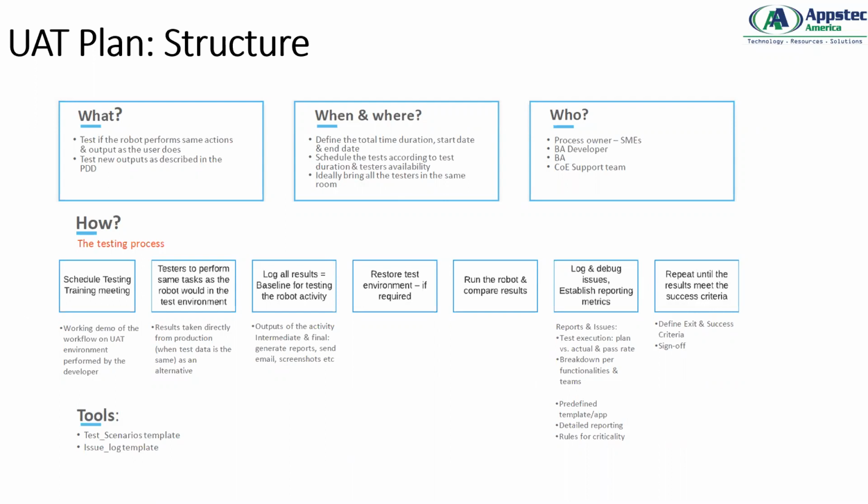So you log all the results from your testing activity. Then we restore the test environment if required. As I said, if dummy data is used, you have to restore it again and then run the bot. So run the robot and compare the results once again, log and debug all the issues, establish reporting metrics, and repeat until the result meets the success criteria. That means, let's say certain test cases have failed, you rerun them and check whether it is working. If multiple reruns give you a failure, that means there's a bug, so you go back and report it to the developer, right?